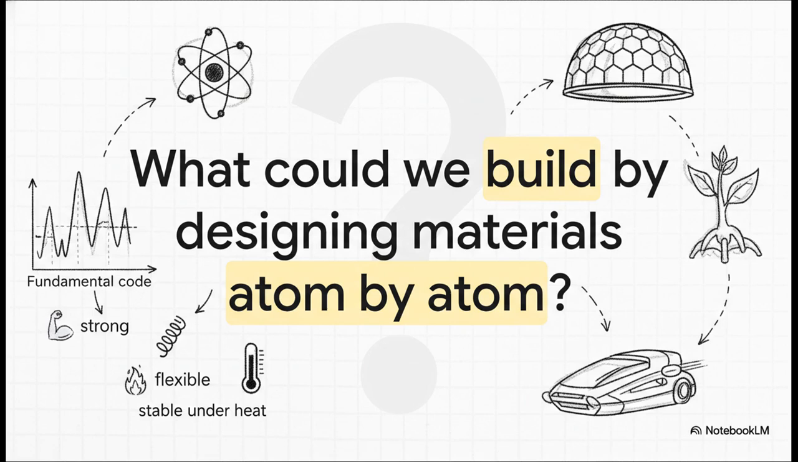Understanding this blueprint, knowing what makes something strong or flexible or stable when it gets hot, that opens up a whole universe of possibilities. It really makes you wonder, if one simple graph can explain all of this, what incredible things could we build if we start designing new materials atom by atom?